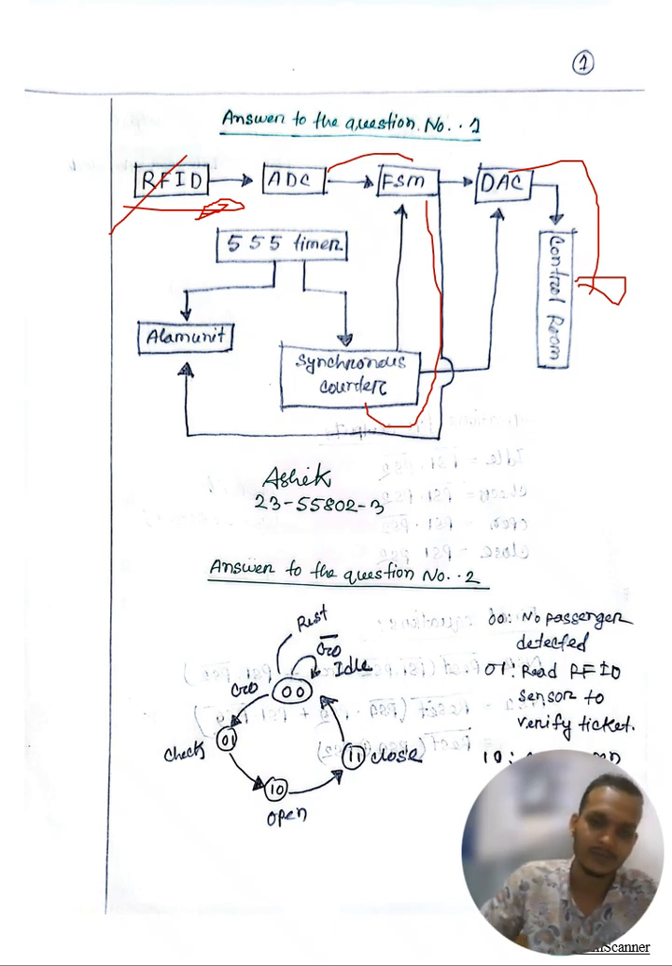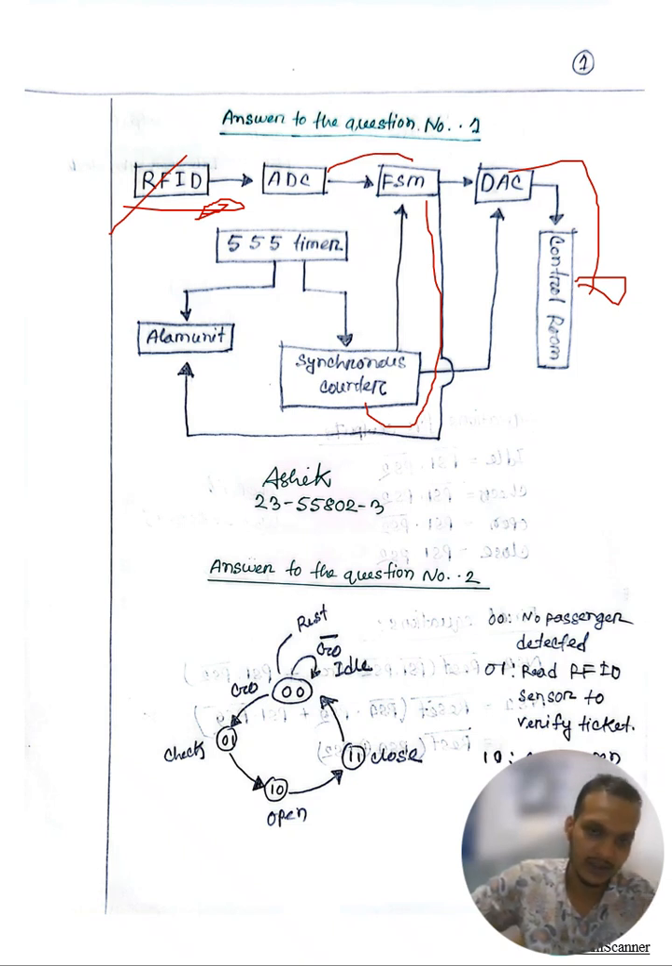Second question. Here, as we can see, a block. Here 00 means no passenger detected. 0 on, read the RFID sensor to verify the T-gate. On 0 means open the gate, and 1 on, close the gate.